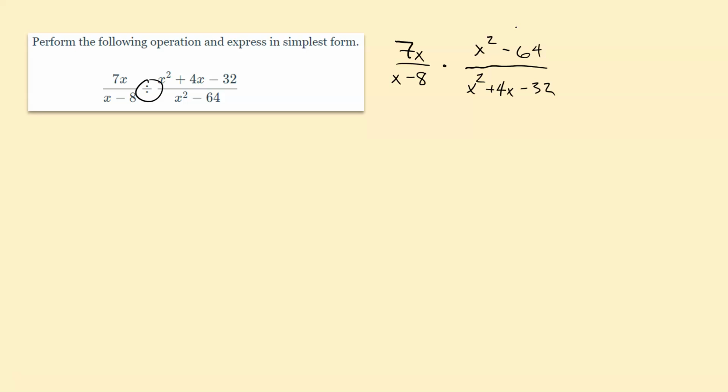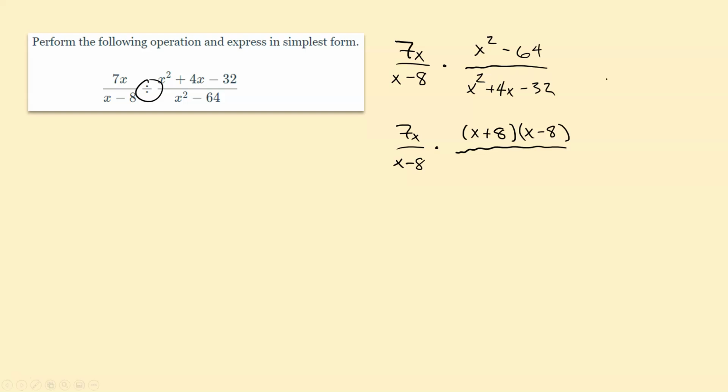Now we can go ahead and factor like we did in the last problem. This problem is very similar to the last problem, so we can go ahead and factor. This is a difference of perfect squares. We did this one before, actually. 64 is 8 times 8, so x plus 8 times x minus 8.